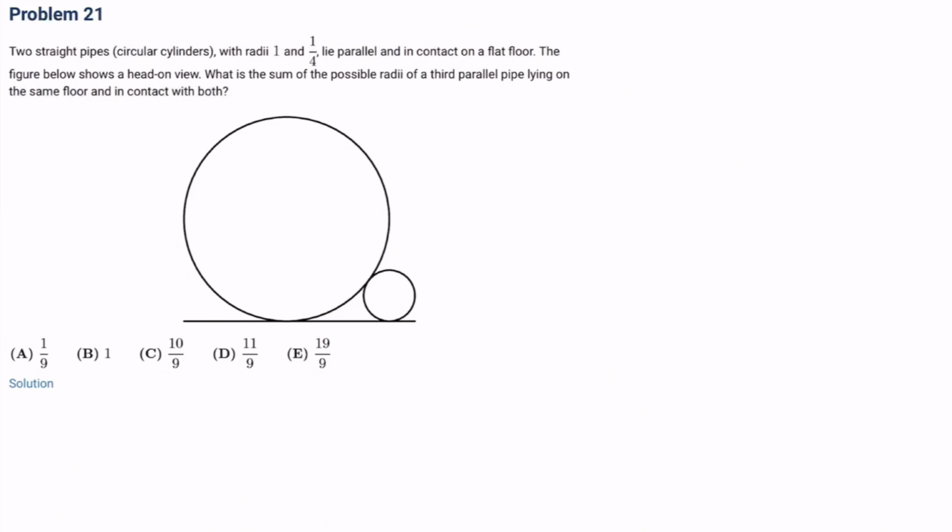The first is that the third pipe is here, in between these 2. And the second possibility is that the other parallel pipe is this one, like that. My circle skills are not very good, but you can see what I mean, like that, right? So it's going to be something like that, and in contact with the floor, like that. We have 2 possibilities. Let's first look at this one, okay?